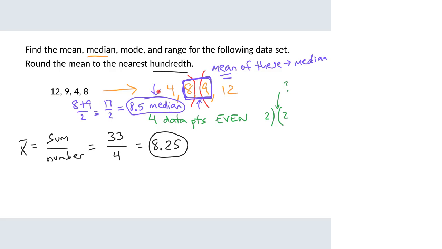Any questions on that? Because finding a median with an even number is definitely different than finding a median with an odd number.